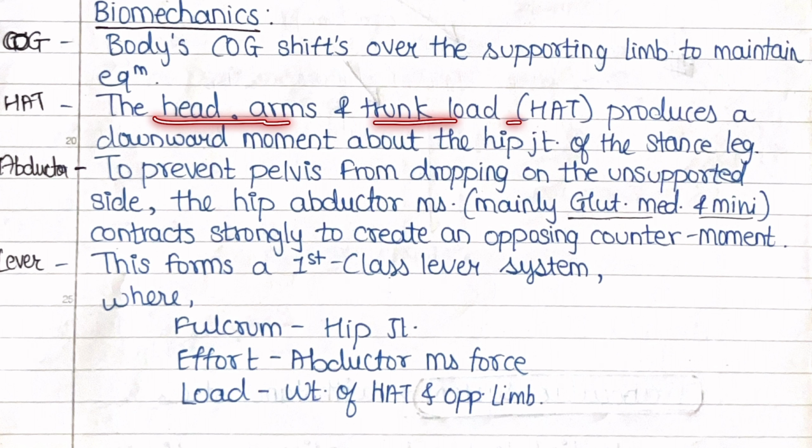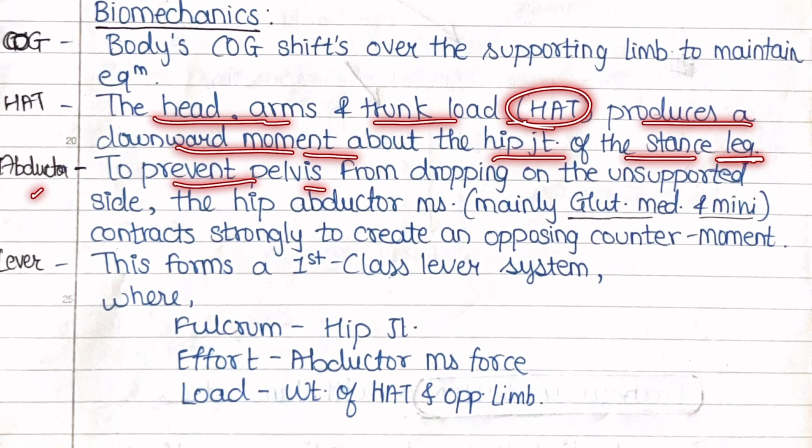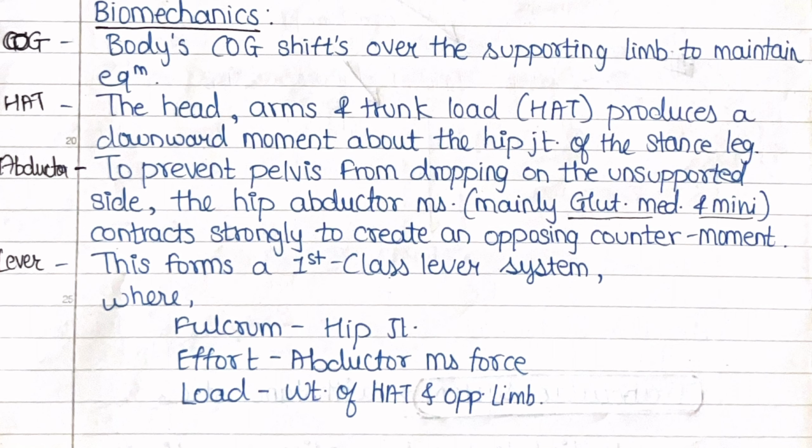Head, arm and trunk load, HAT, produces a downward moment about the hip joint of the stance leg. This is also easy to understand. The abductors prevent the pelvis from dropping on the unsupported side. The hip abductor muscles, mainly gluteus medius and minimus, prevent the pelvic drop in unilateral stance. You should understand this from this slide. Then they contract strongly to create an opposing counter moment. So if the abductor muscles contract, they prevent the pelvis from dropping.